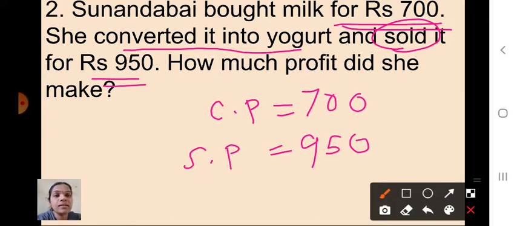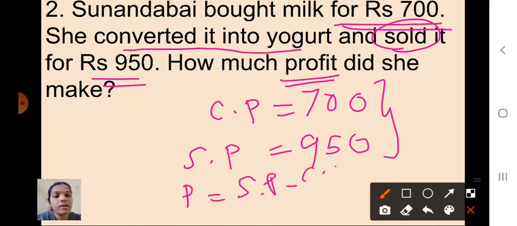And here they have already given that there is a profit, and we have to find how much. See here, compare these two amounts. Here selling price is more than the cost price, so there is a profit. So can anyone say what is the formula of profit? Yes, very good. Profit formula is selling price minus cost price.